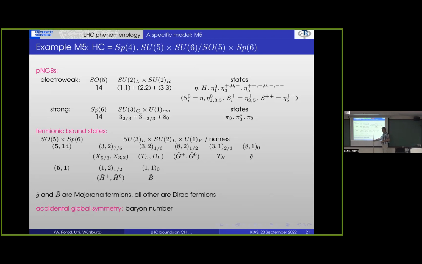We would have here a color octet, which however is a doublet, sorry, an SO2 doublet. So it contains not only a neutral color octet, but an electrically charged color octet fermion, which would be quite unusual. And they would have a color octet which is a singlet with respect to the electroweak gauge group. You would also have a singlet with respect to the SP6. This comes like a doublet with respect to SU2 left. And here we have a complete gauge singlet.